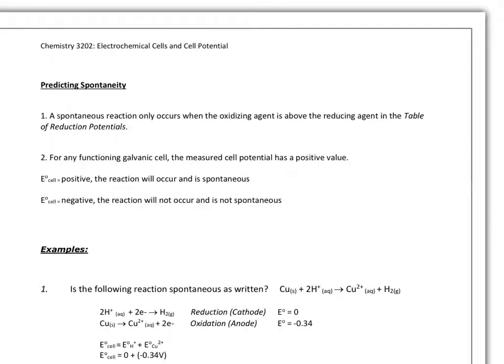A spontaneous reaction only occurs when the oxidizing agent is above the reducing agent in the table of reduction potentials, so you can find it if this is a multiple choice question. However, if it is a long answer question, you do need to mathematically prove it. Therefore, you have to find the measured cell potential. If it has an overall positive value, then we say it is spontaneous. If the overall answer is negative, it is not spontaneous.